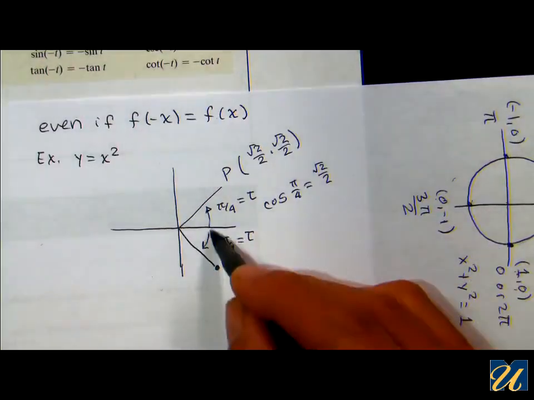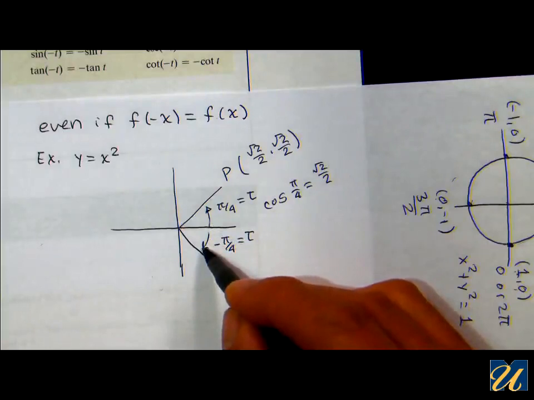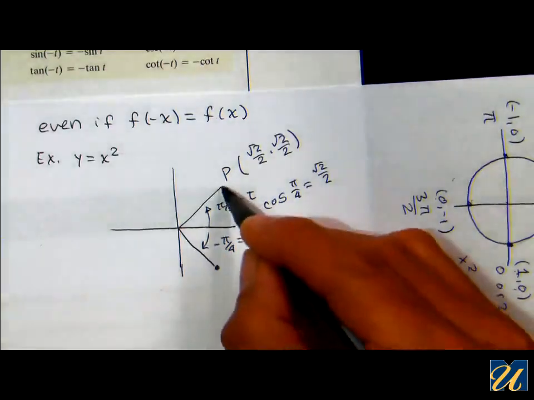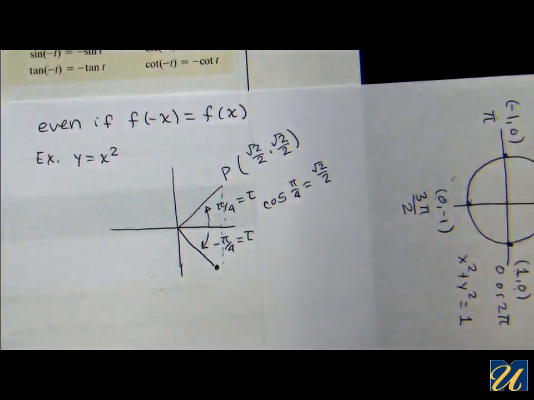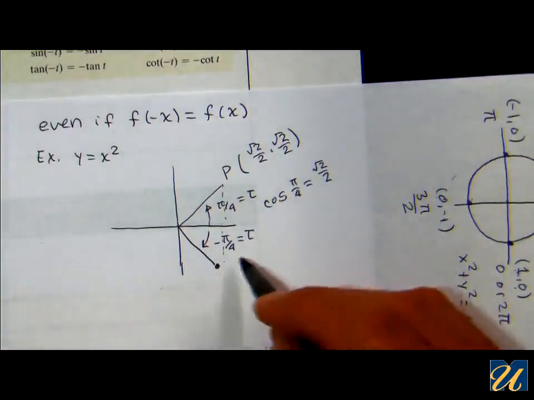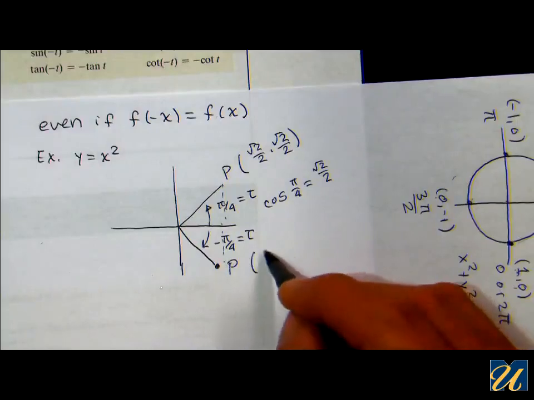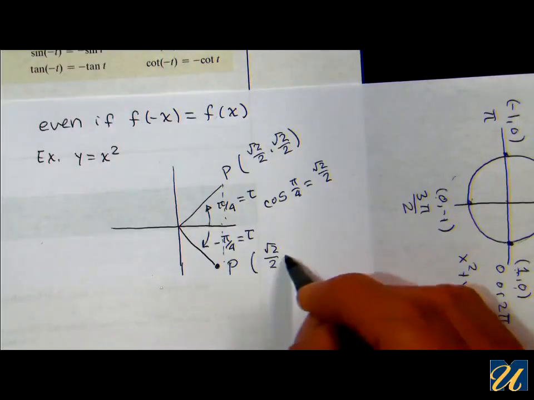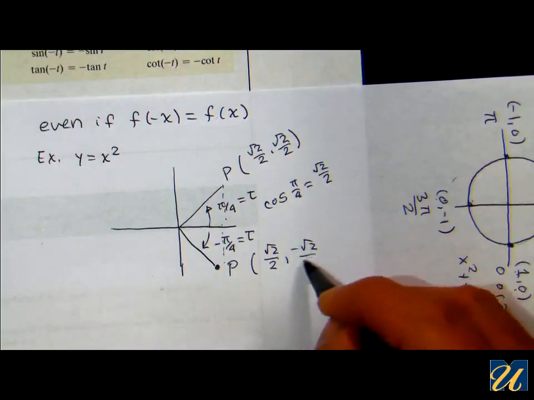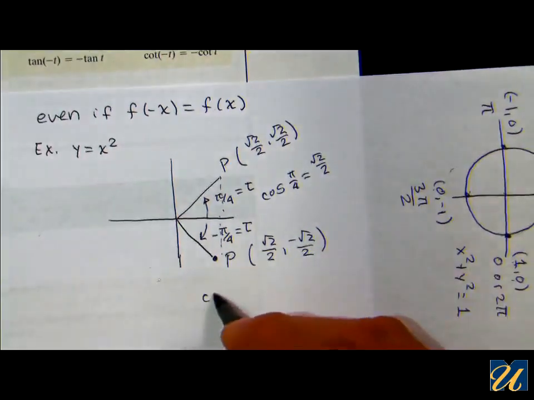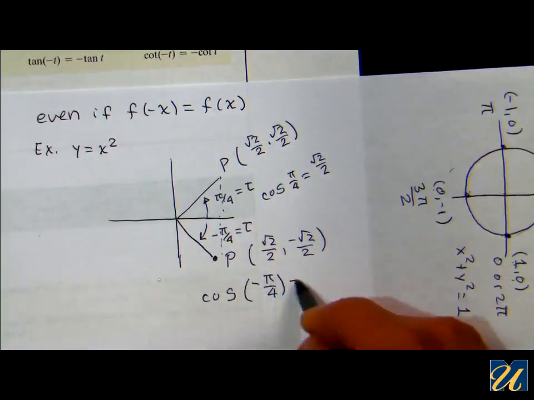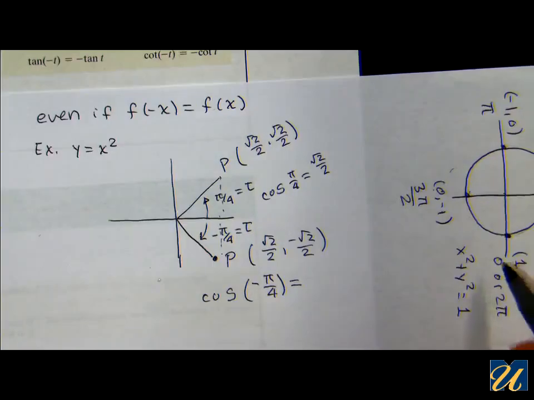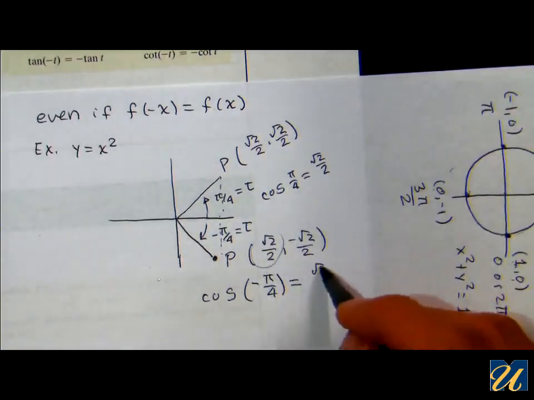Well, it's still the same angle. It's a pi over 4 angle. So the angle, if you wish, within the triangle, if you want to think about it like that, is still the same. So the lengths of the sides are the same. In other words, the coordinates of point P are the same, except that you're in the fourth quadrant. So the coordinates of point P here are positive for the x-coordinate, but negative for the y-coordinate. So we try to find the cosine of negative pi over 4. Well, cosine tracks the x-coordinate, and the x-coordinate is still positive square root of 2 over 2.